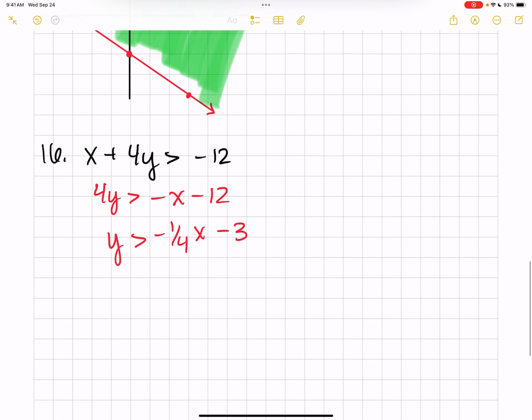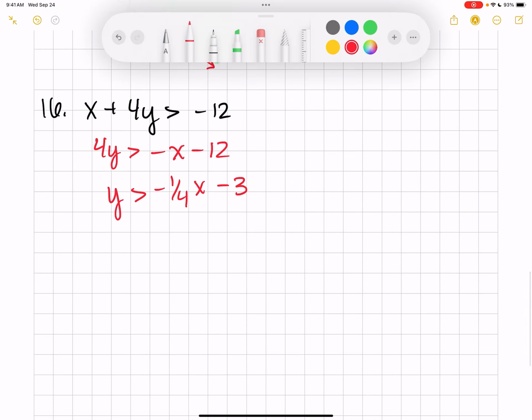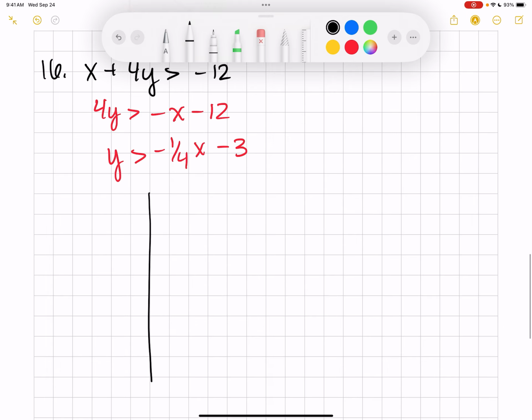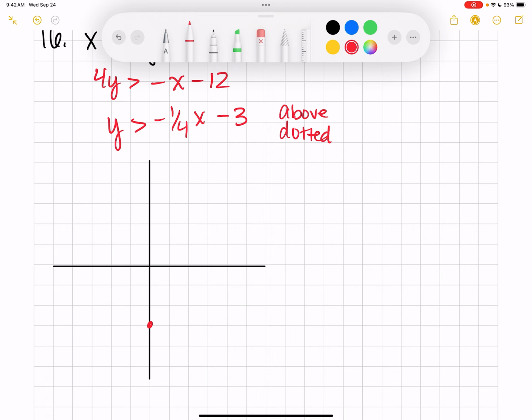All right, so what's going to be true about this graph? Everything above the y and it's dotted. Yep. So it's going to be above and dotted. All right, so I've got a point at negative 3. What does my slope tell me to do? Down 1, right 4, or up 1, left 4.